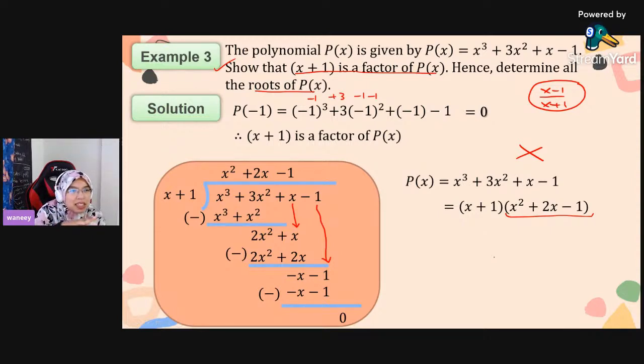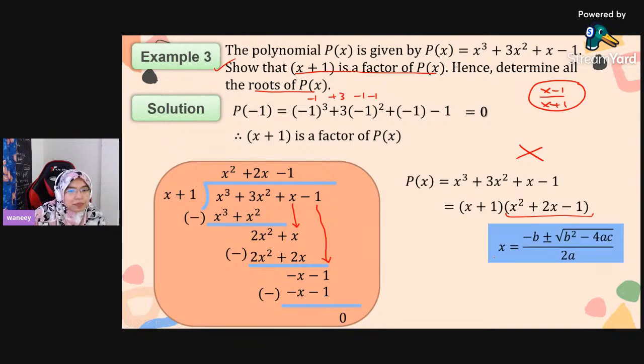So basically, since they were asking for the roots of p(x), I'll go straight away with x equal to negative b plus minus the square root of b squared minus 4ac over 2a. So the value for a over here is 1, the value for b is 2, the value for c is negative 1. So you simply substitute the values of a, b and c inside there, and then you are going to get x equal to negative 1, which comes from x plus 1.